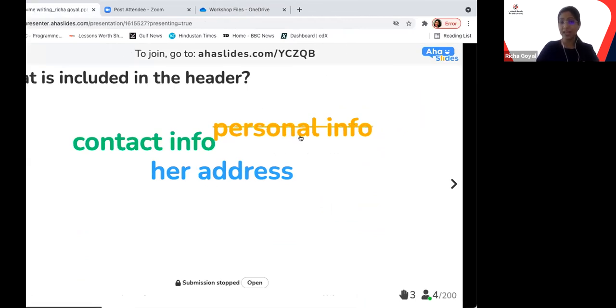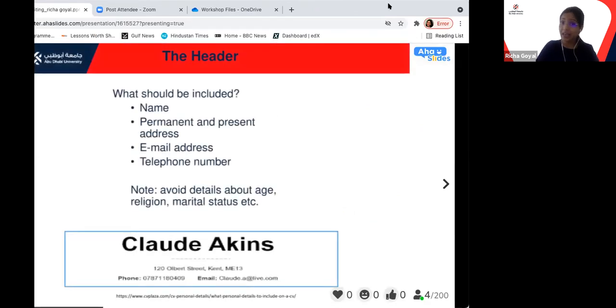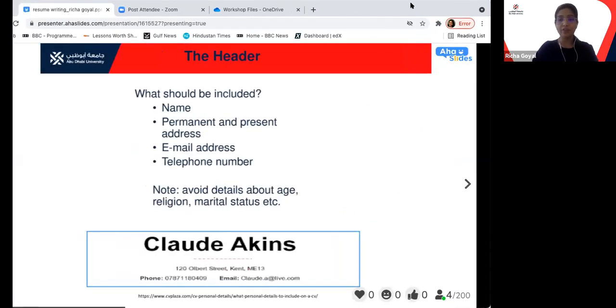So you have contact information: her address, phone number, email ID, and name. Okay, be very, very careful here. Personal information means only name. You do not have to add personal details unless otherwise asked for. If you're clearly asked, like if there's a resume form which you have to fill and you have to give details such as your gender or marital status or religion, then you can add those details. But if these details are not asked for, please avoid them, because it's nobody's concern whether you are married or not. You should not be hired based on that.